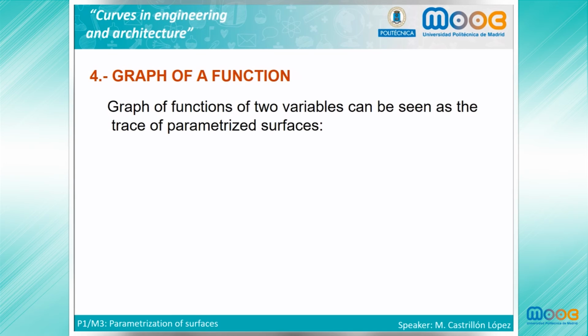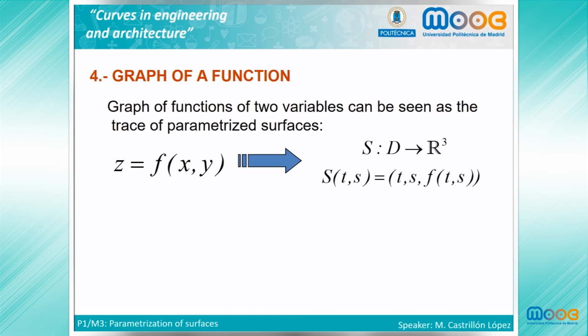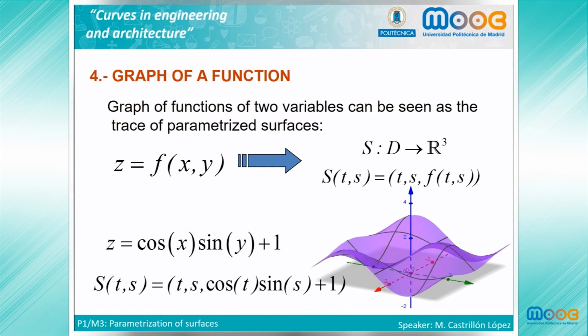As in the case of curves, we can see the graphs of continuous functions, now depending on two variables, as parametrized surfaces. It is enough to set x equals t and y equals s, and the third component will be a function f of x and y, that is, a function of t and s. On the screen we have the graph of a function, the trace of the surface parametrized as the last equation on the screen.